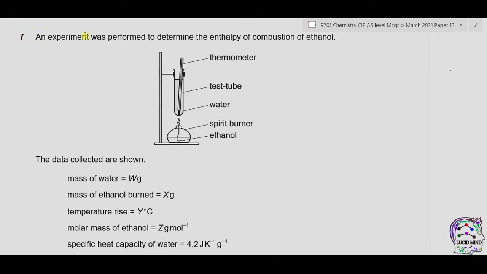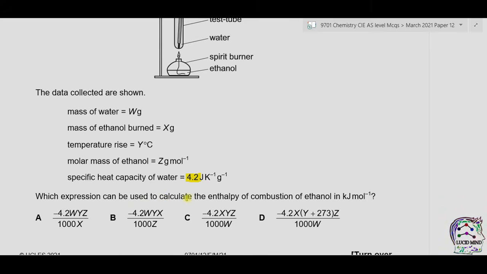Question 7. An experiment was performed to determine the enthalpy of combustion of ethanol. We have thermometer, test tube, water, spirit burner and ethanol that is combusted. The data collected are shown. We have mass of water, mass of ethanol, temperature rise, molar mass of ethanol and specific heat capacity of water, whose value is given. Which expression can be used to calculate the enthalpy of combustion of ethanol in kilojoules per mole?